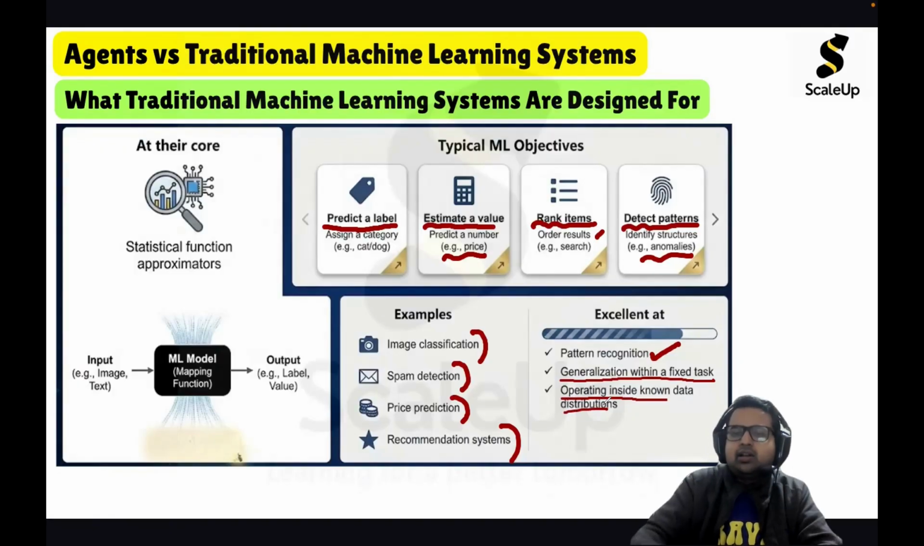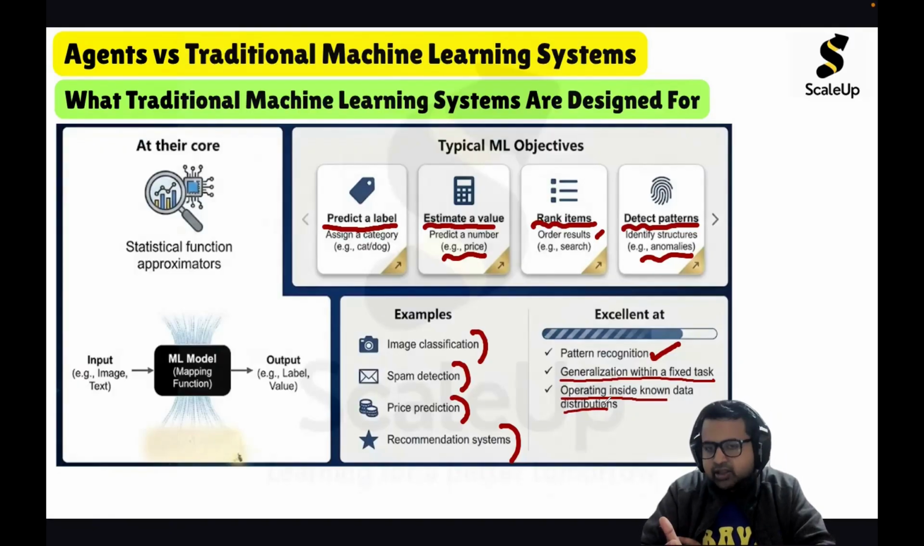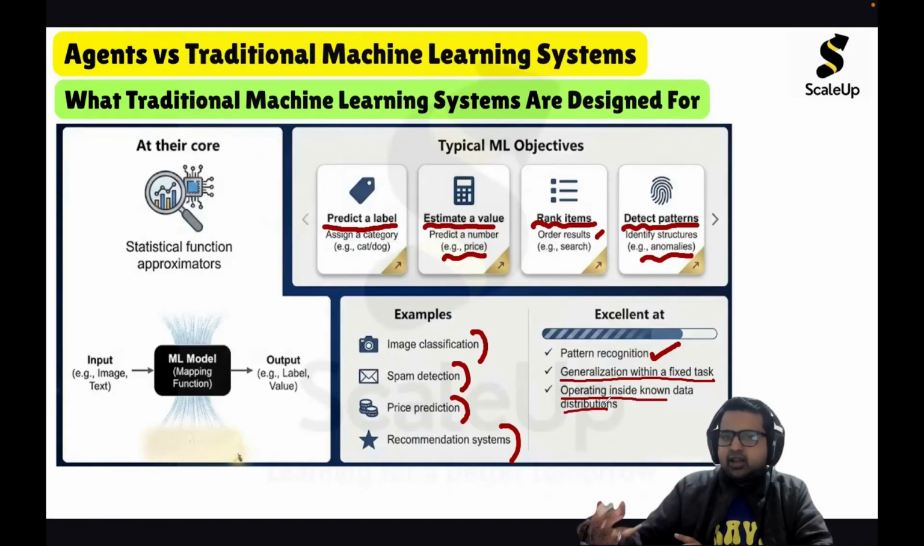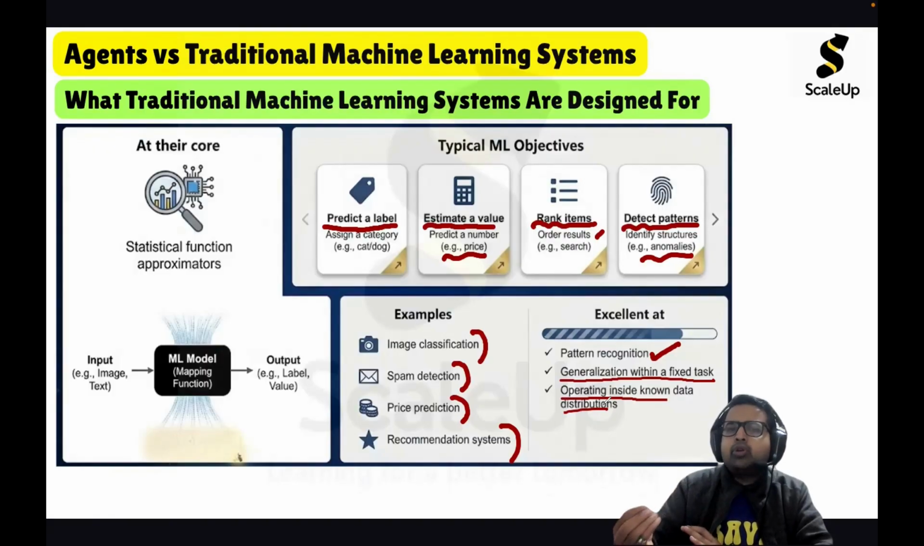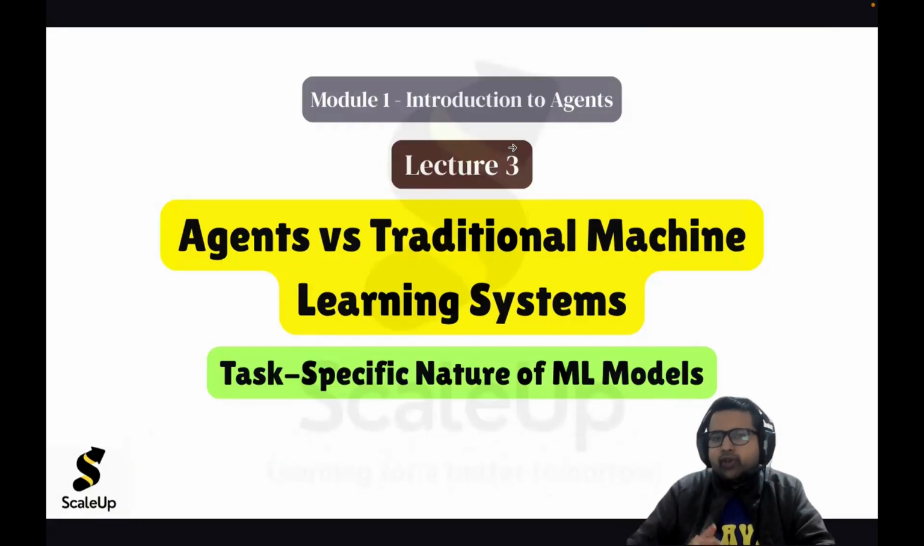So this is a very good thing about machine learning systems. Whatever patterns you teach it, it will sincerely learn, and it will be very good at learning those patterns. Any input you give it which has those related patterns, it will very easily identify and give you the right answers. So machine learning systems are excellent at pattern recognition, and they can operate inside known data distributions.